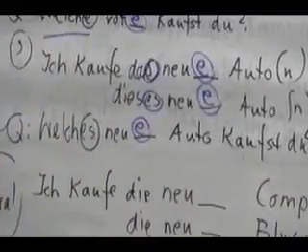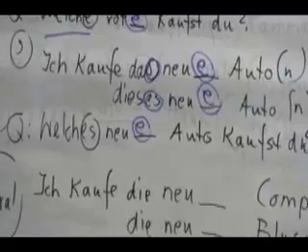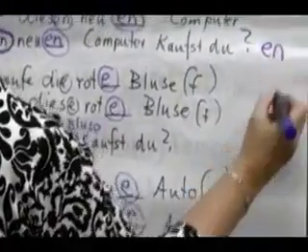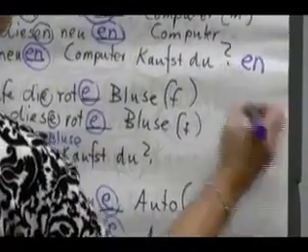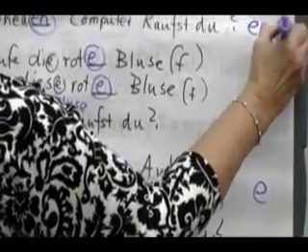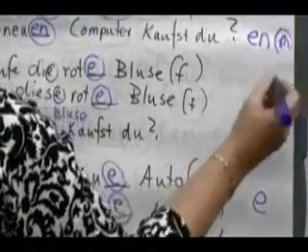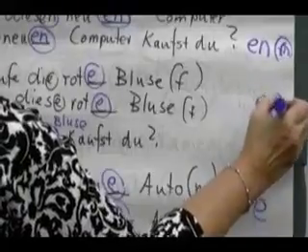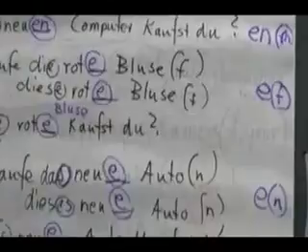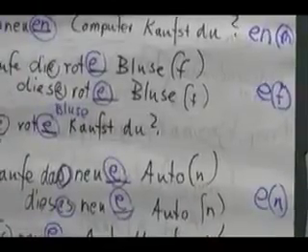Alright. So these are the endings so far. Masculine, en. Feminine, e. Neuter, e. So masculine, en. Feminine, e. And neuter, e ending. When we talk about one item in the direct object.